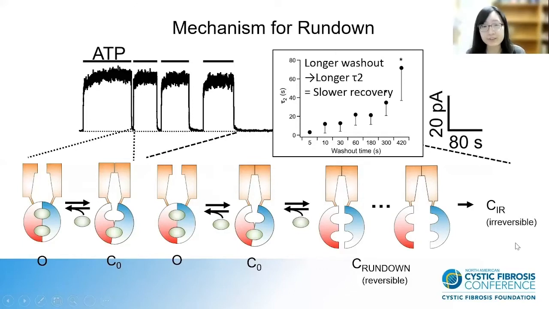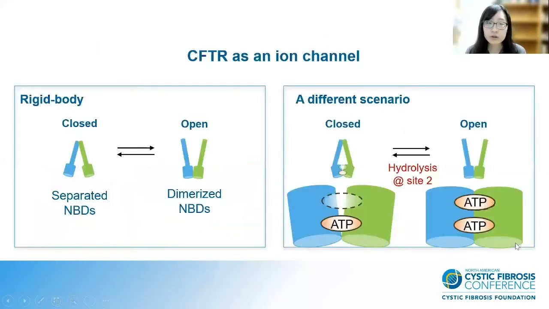We are aware that without the atomic structures, it is hard to tell exactly what a rundown state looks like. Nevertheless, we hope to convey the idea that the opening and closing of CFTR may not be as simple as a rigid body motion. In fact, CFTR behaves poorly if we allow its two MBDs to be widely separated, as happened in the ATP-free apo condition.